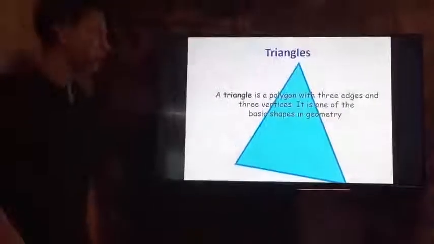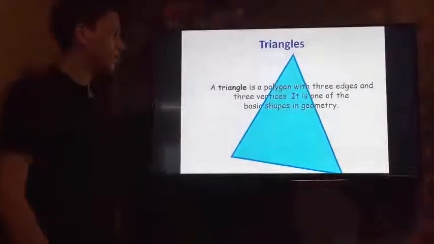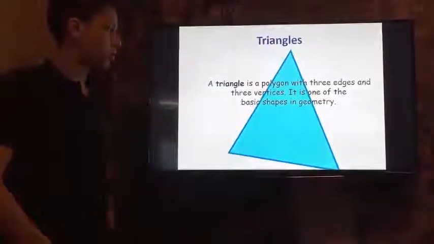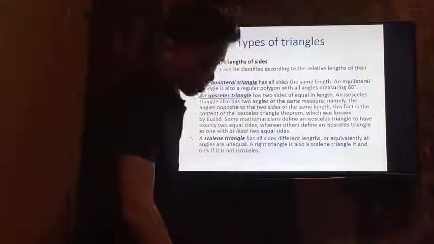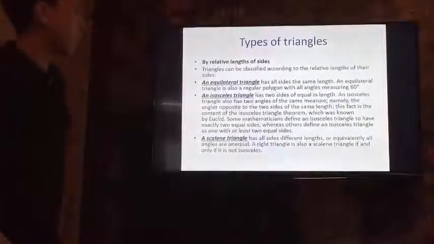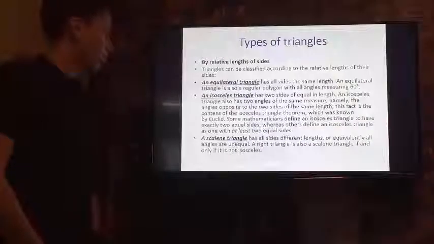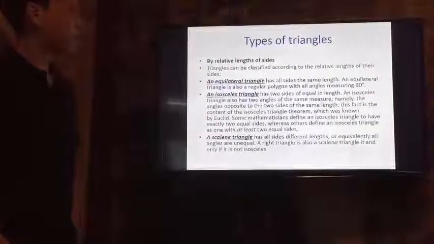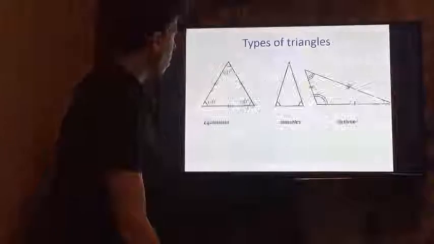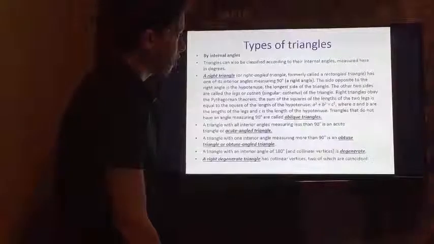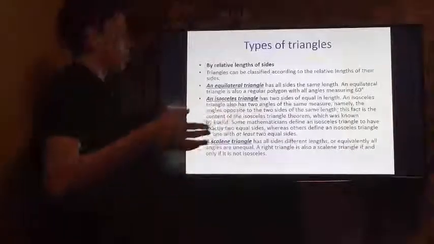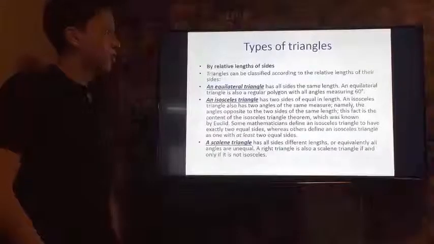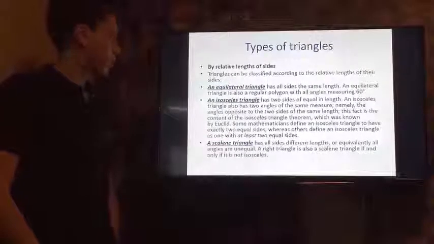Triangles. A triangle is a polygon with 3 edges and 3 vertices. It is one of the basic shapes in geometry. Types of triangles. We can find types of triangles by relative lengths of sides and by internal angles. I will tell about the relative lengths of sides first. Triangles can be classified according to the relative lengths of their sides.